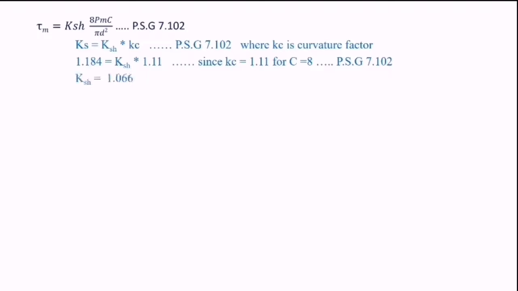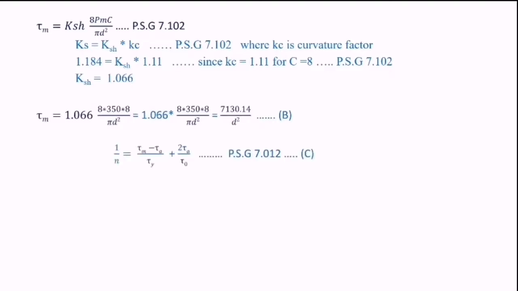Ks we have already found out. For Kc, there is a table given on PSG 7.102. From that table, for C is equal to 8, our Kc will be equal to 1.11. Substituting the required values, I will get the value of KSH as 1.066. Substituting the value of KSH and PM in tau m equation, I will get the relation of tau m is equal to 7130.14 divided by d square. Let this be equation B.